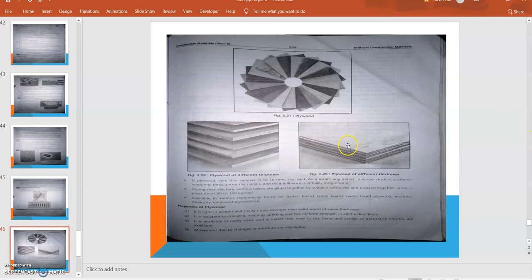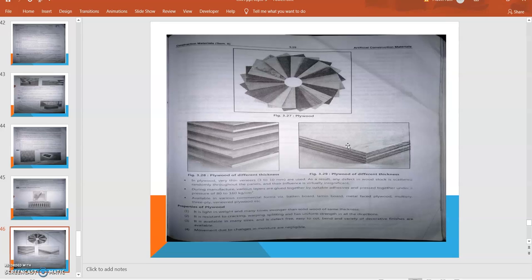So here is a diagram and some images that show plywood. In plywood, very thin veneer of 3 to 10 mm is used. As a result, any defect in the wood stock is scattered randomly throughout the panels, and the influence is virtually insignificant. During manufacturing, the various layers are glued together by a suitable adhesive and pressed together under a pressure of 80 to 160 kg per centimeter square.